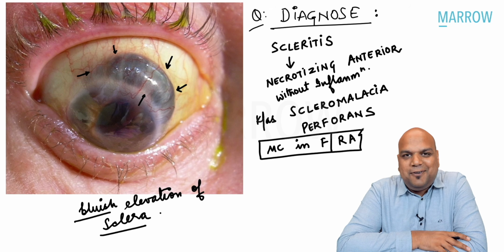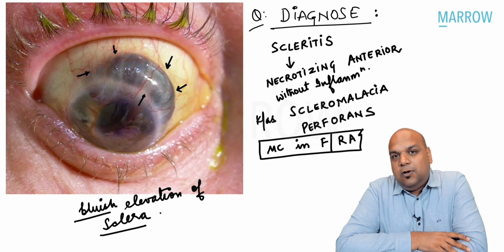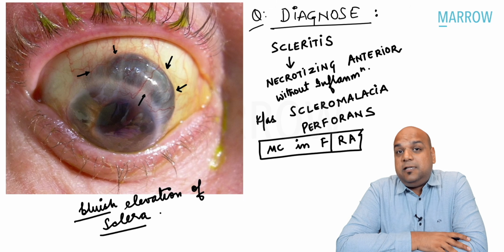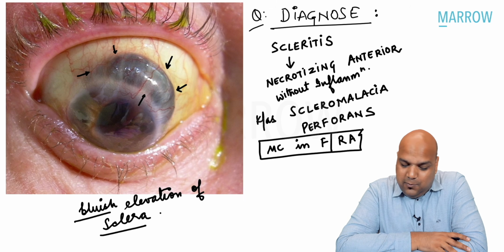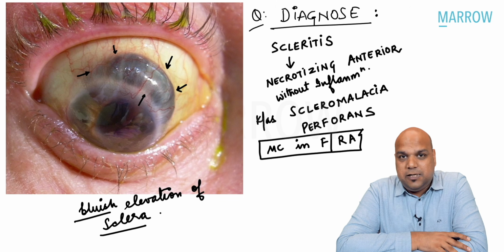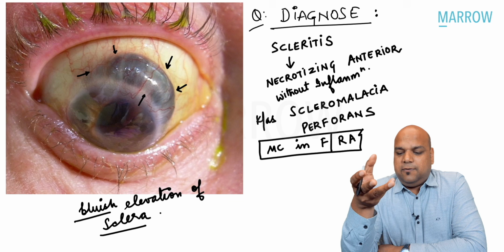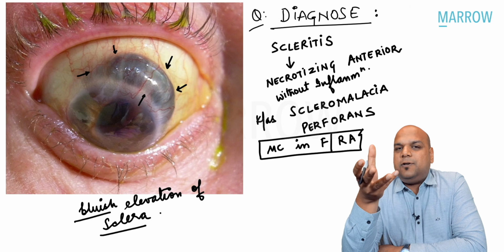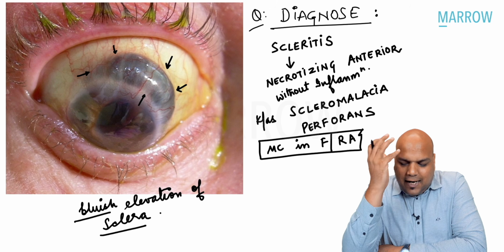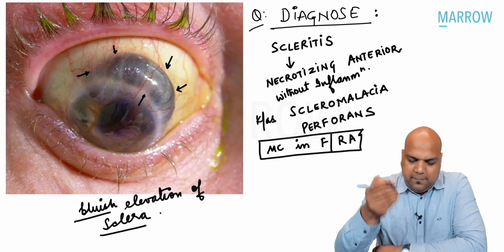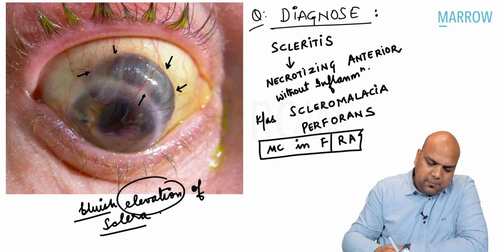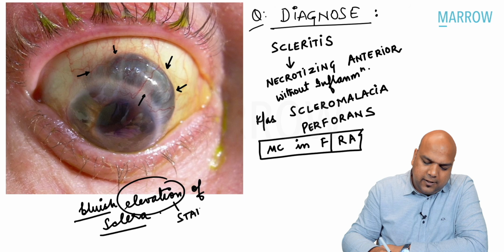Am I clear about this, everyone? Or you can also call it a staphyloma because staphyloma is bulging. So is it a staphyloma? Yes, it is bulging. But when we look beyond the staphyloma, we need to know the cause of staphyloma. So the sign is staphyloma here. Yes, bulging. If I call it bluish elevation or bulging, I am talking about a staphyloma.